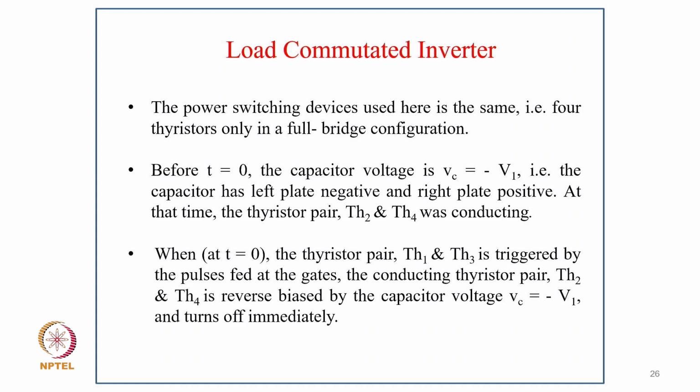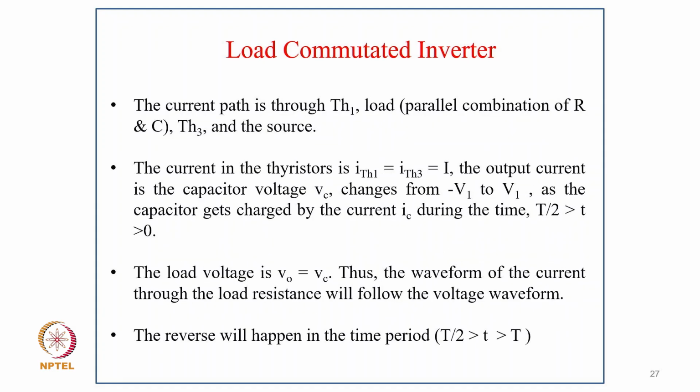and at t equal to 0, the thyristor pair TH1 and TH3 is triggered by the pulses fed at the gates. The conducting thyristor pair TH2 and TH4 is reverse biased by the capacitor voltage Vc equal to minus V1 and turns off immediately. So the current path is through TH1, the load parallel combination of R and C, TH3 and the source, and the current in the thyristors ITH1 equal to ITH3 is equal to I.